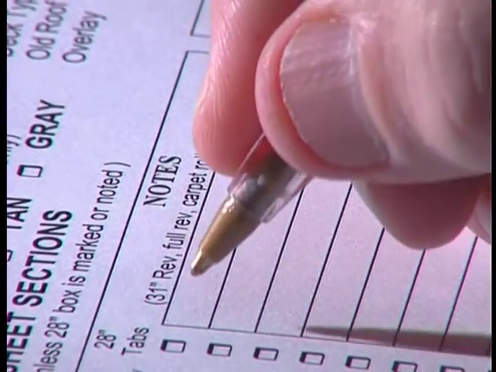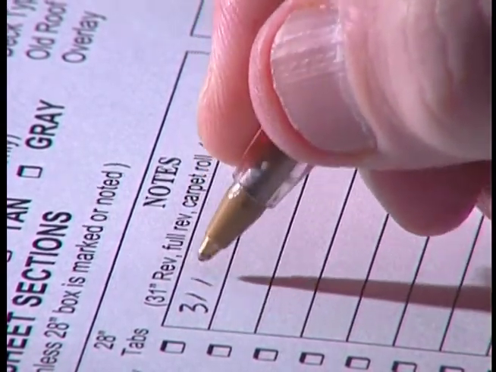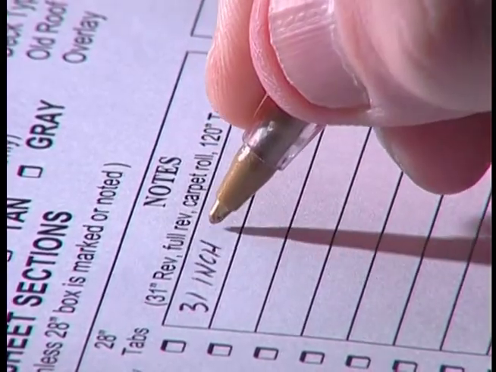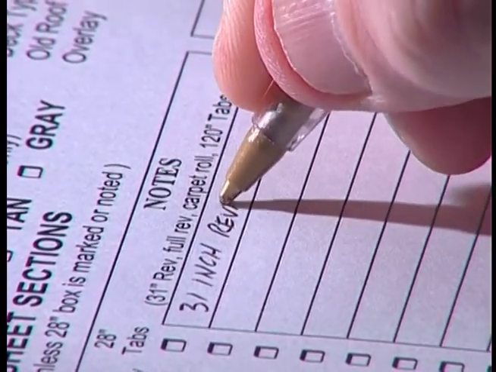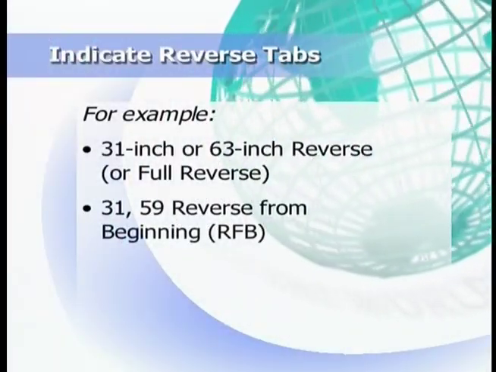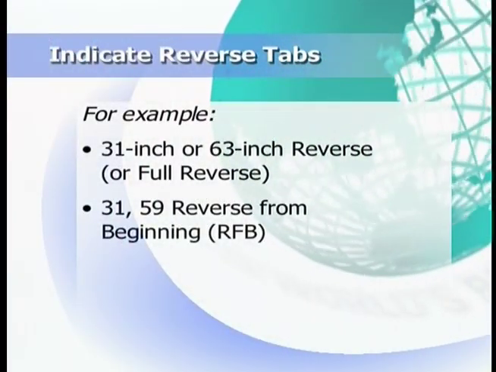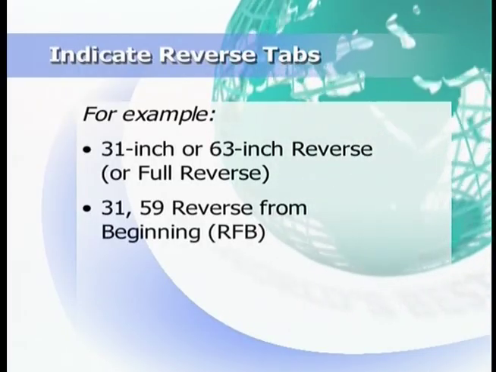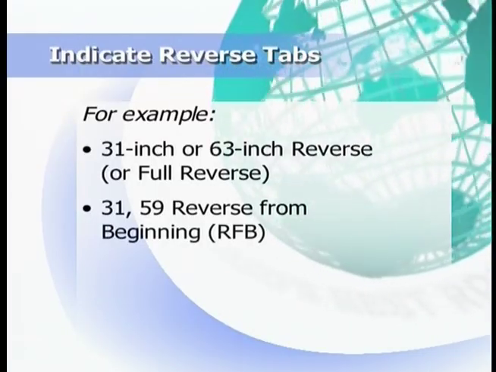Proper labeling is important to identify any reverse tabs that are needed in the notes section. Be sure to indicate proper reference to any needed reverse tabs. For example, 31-inch reverse, 63-inch reverse or full reverse, or 31-59 reverse from beginning.